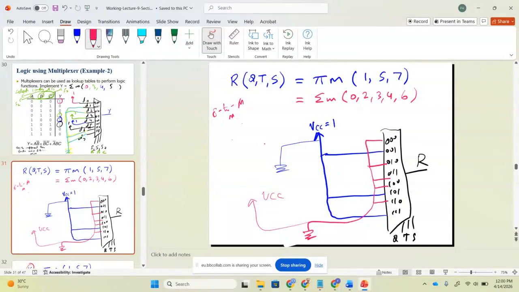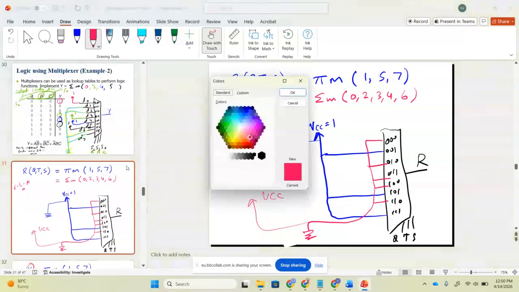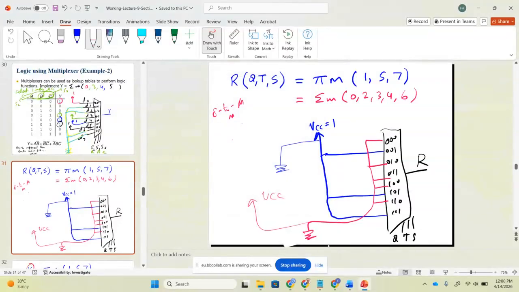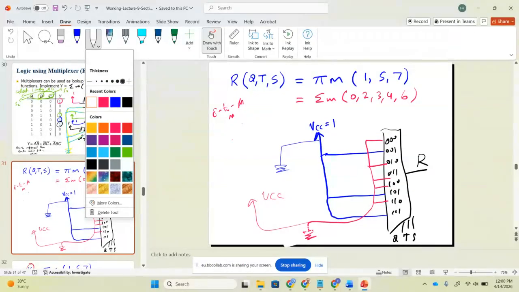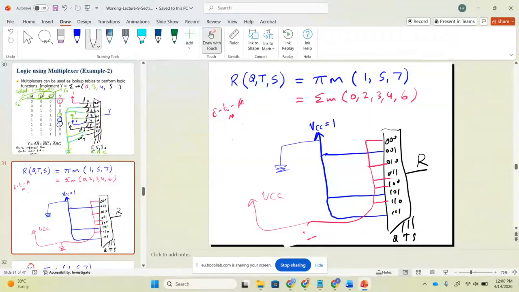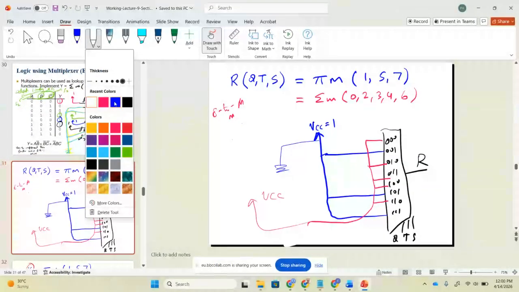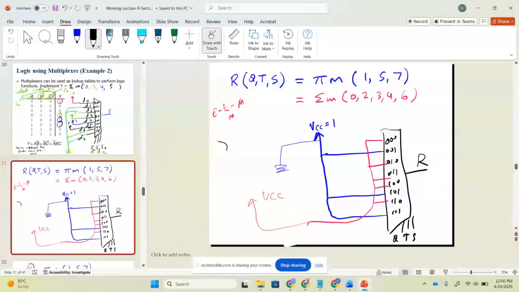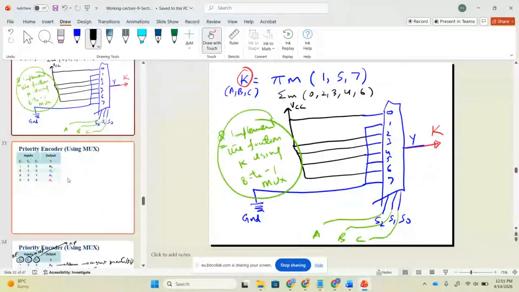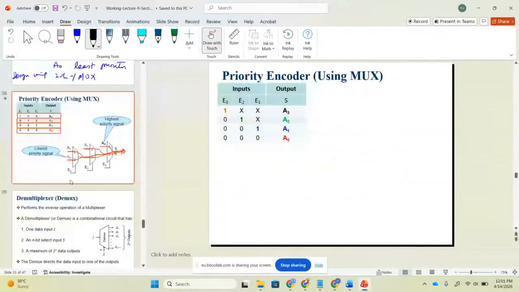Any question? Is it clear now? Yes, it's clear. Okay. I can just make it, because I just want to remove the ground here. Okay, so this is how it works. Oh, now this is a priority encoder.